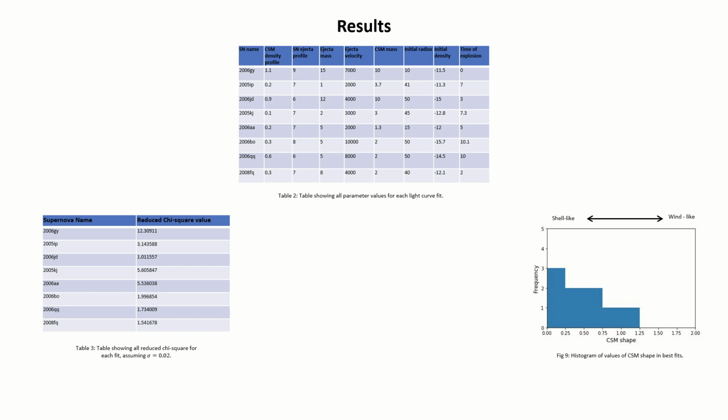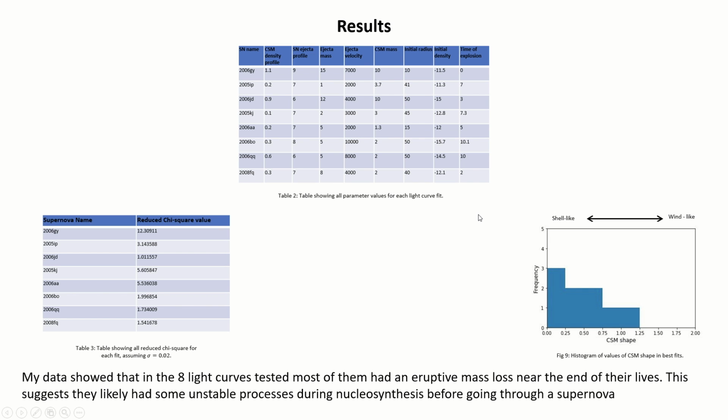The results are more clearly shown in figure 9, which is a histogram of all of the 8 supernova light curves. As you can see, most of them are closer to the shell-like extreme for the CSM profile, and what this means is that most of them had eruptive mass loss near the end of their lives. This suggests that they likely had some unstable process during nucleosynthesis that caused them to have eruptive mass loss before going through a supernova.